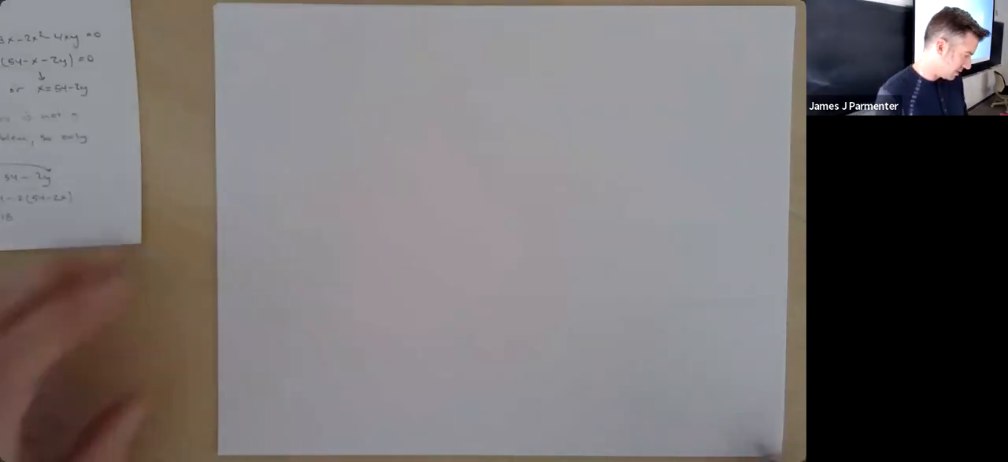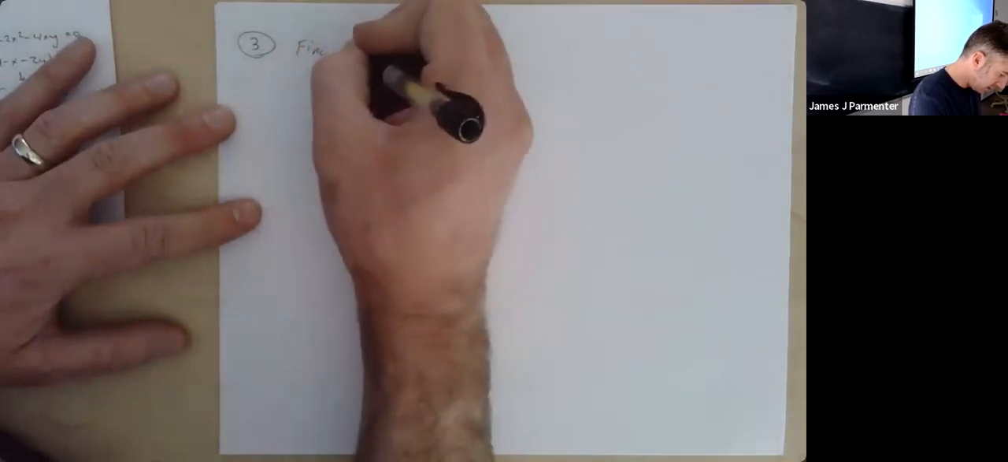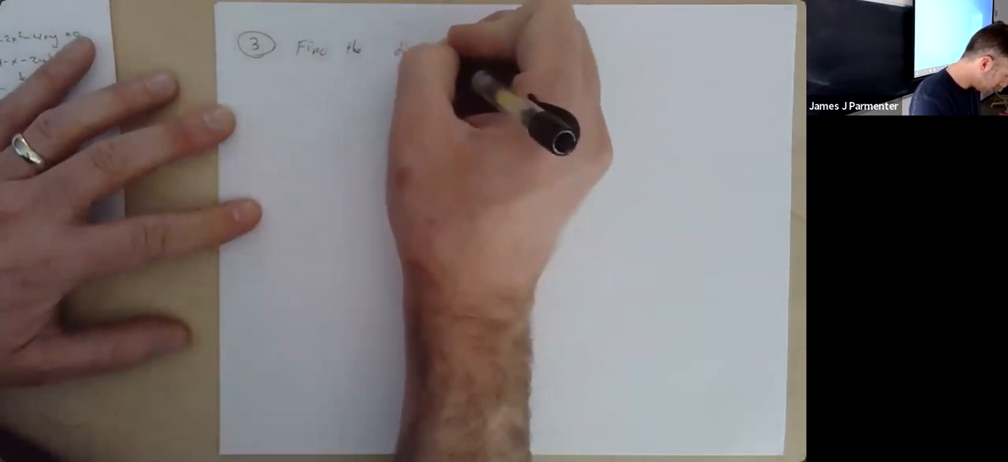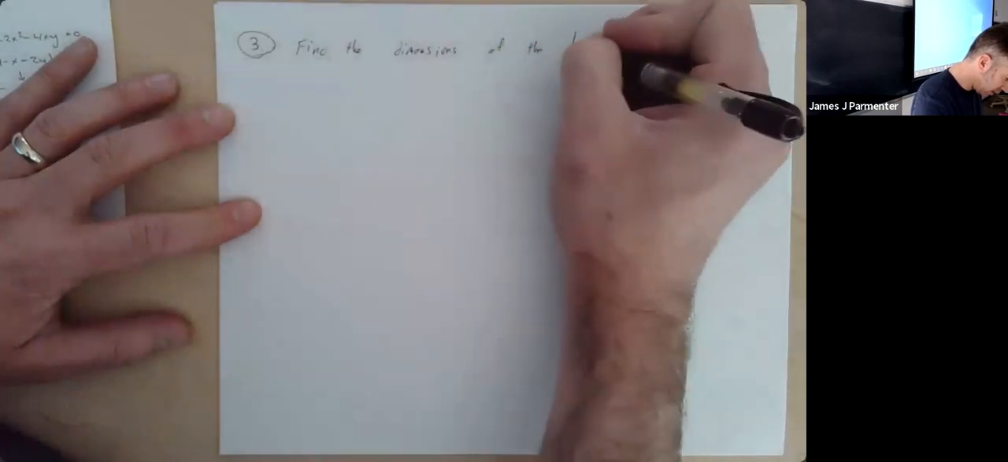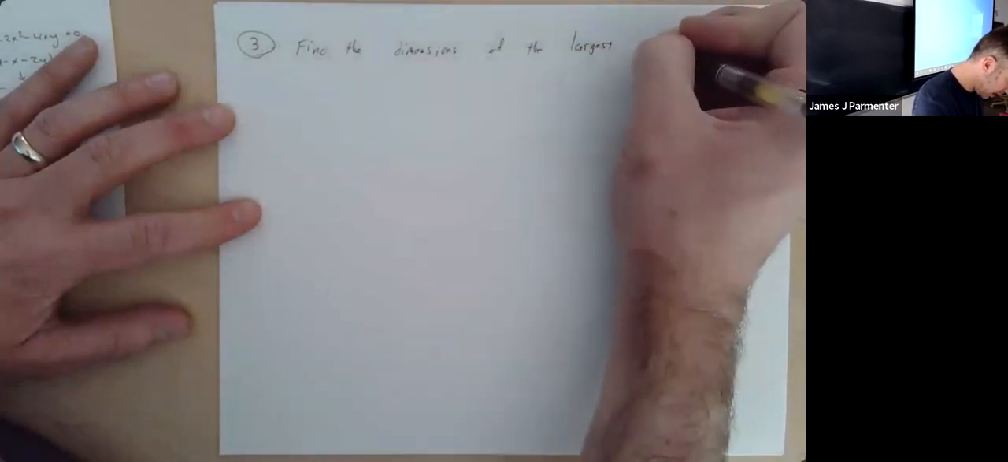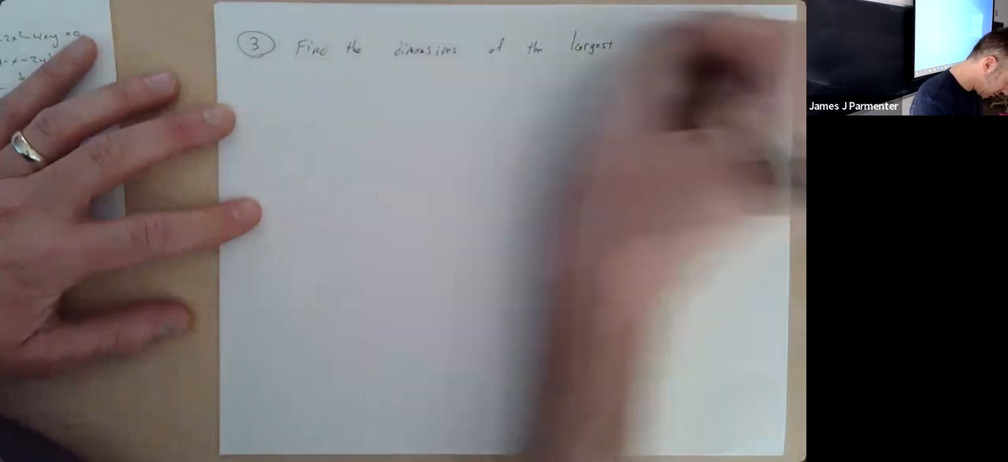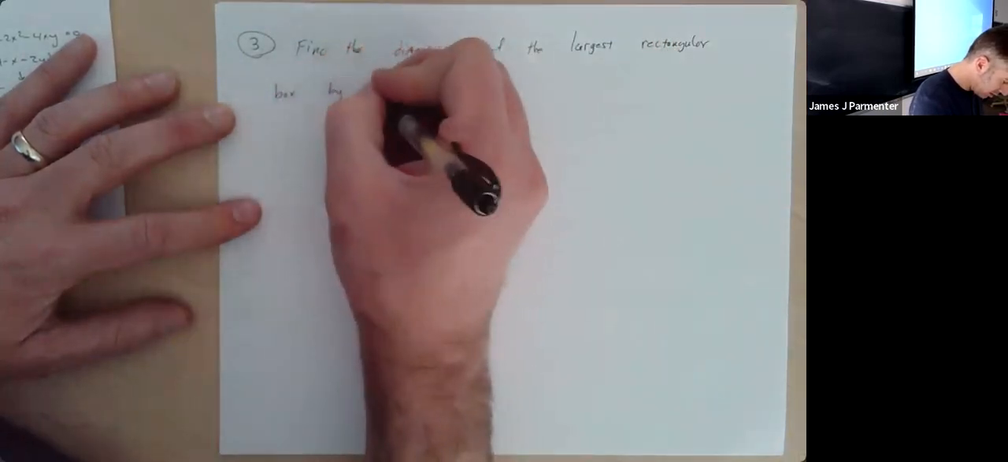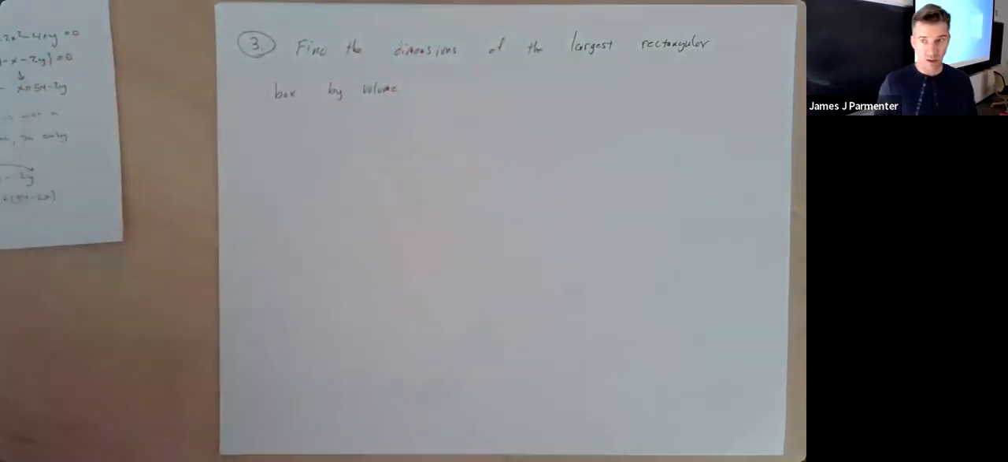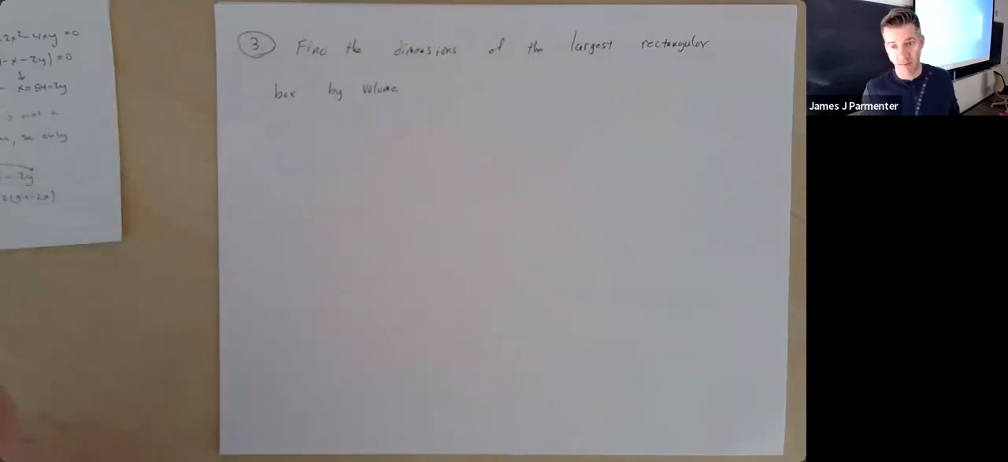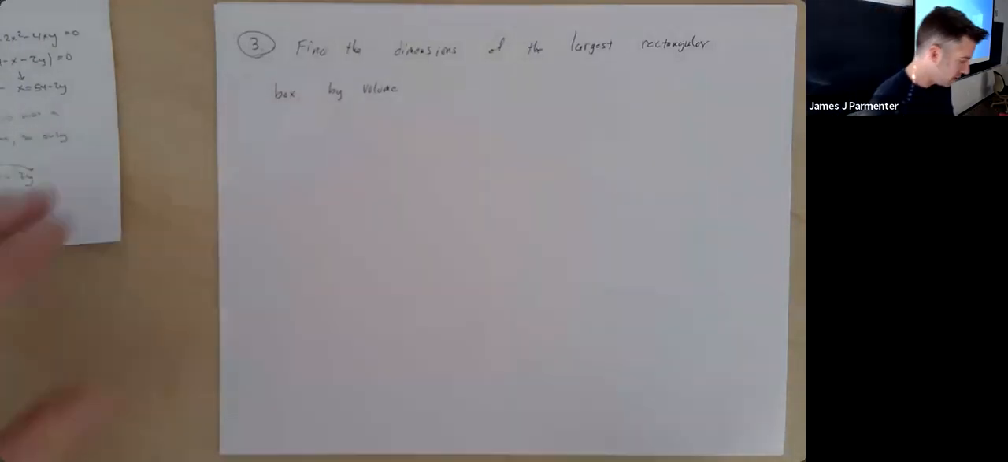So here's kind of a classic example. It's probably in the textbook somewhere. We want to find the dimensions of the largest rectangular box by volume. So typically, I should point out, when someone says the largest something, if you're talking about a three-dimensional shape, we mean the most volume. If you're talking about the largest, like, two-dimensional shape, we mean the most area, kind of like that. So whatever dimension, the biggest dimension that the thing exists in.